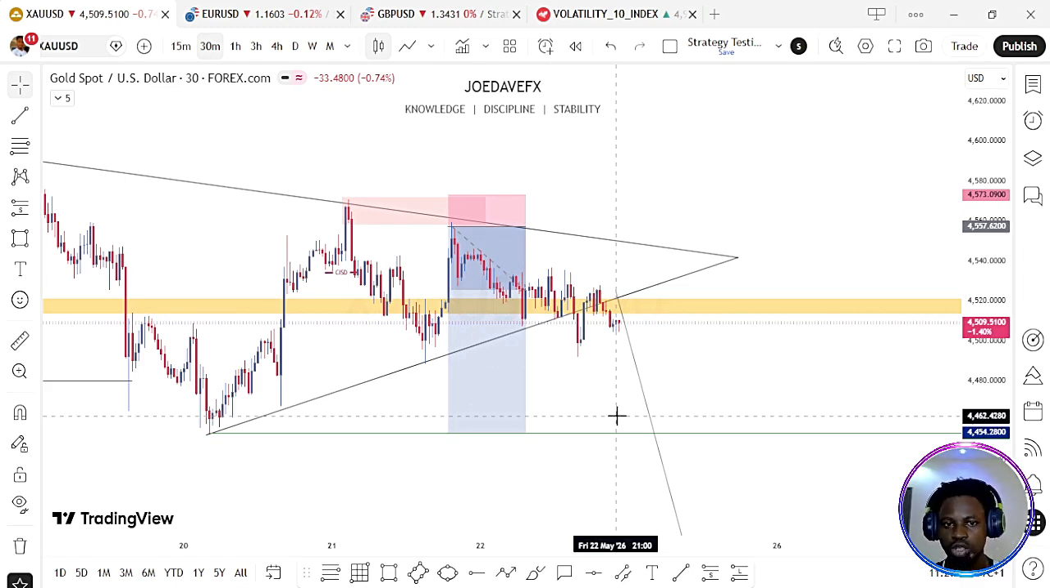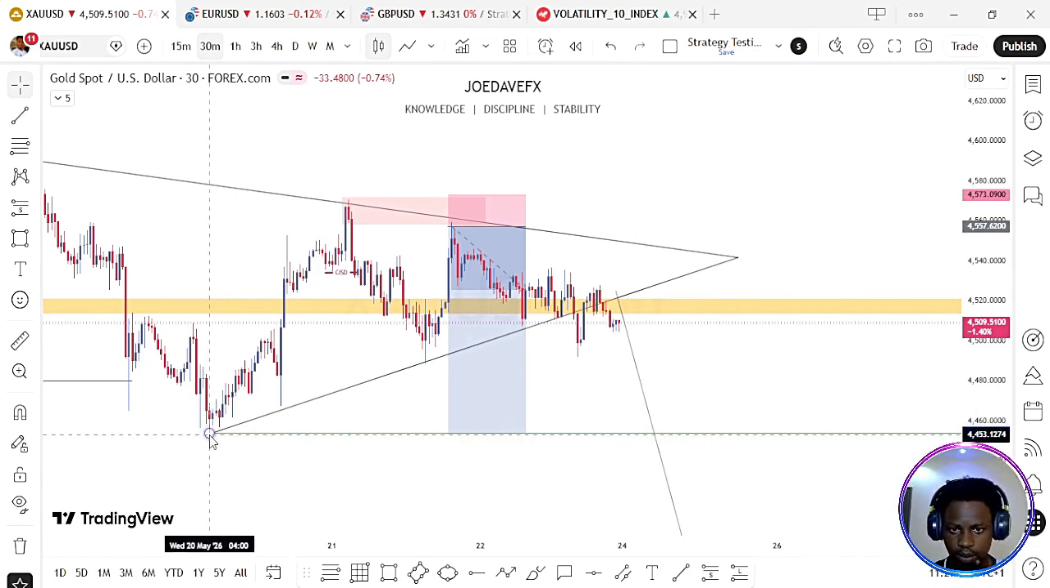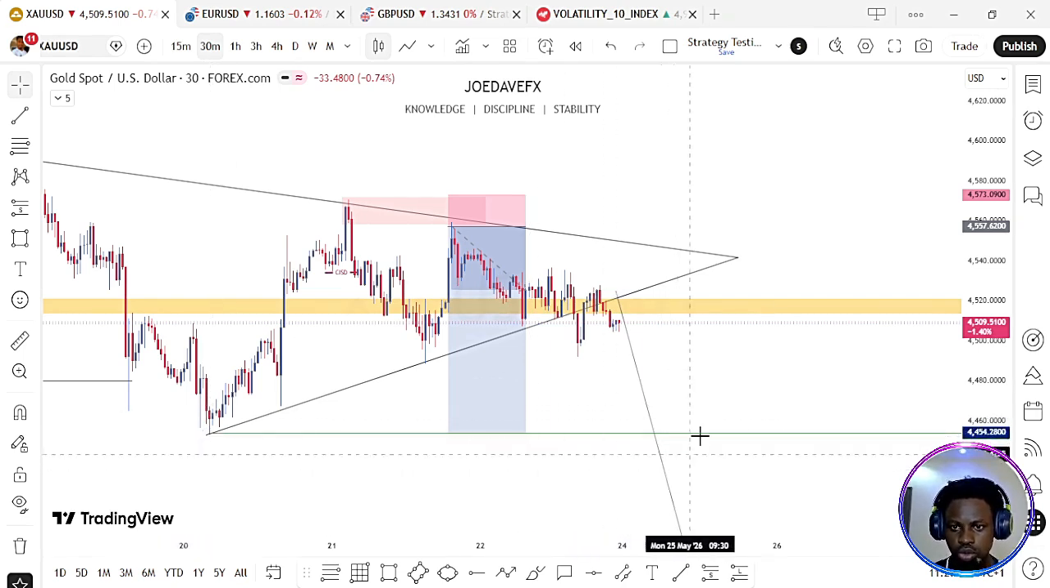So this coming week, what do you want to be looking for on gold? Take a sell first. If you are able to get in, sell to this green zone here, which was the previous low. Then price will strip this low, retrace again, and give a second entry confirmation.